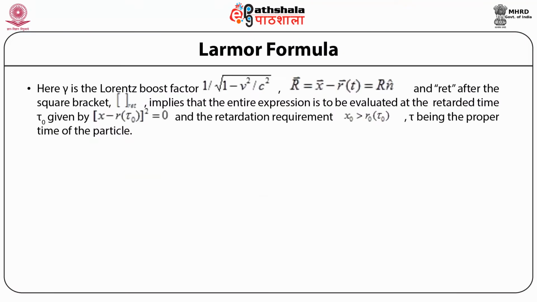Here, gamma is the Lorentz boost factor, that is 1 divided by the square root of 1 minus v square by c square, and R equals x minus r, which is R times n cap. The subscript ret after the square bracket implies that the entire expression is to be evaluated at the retarded time tau naught, given by (x minus r(tau naught)) whole square equals 0, with the retardation requirement x naught greater than r naught, dependent on tau naught, tau being the proper time of the particle.